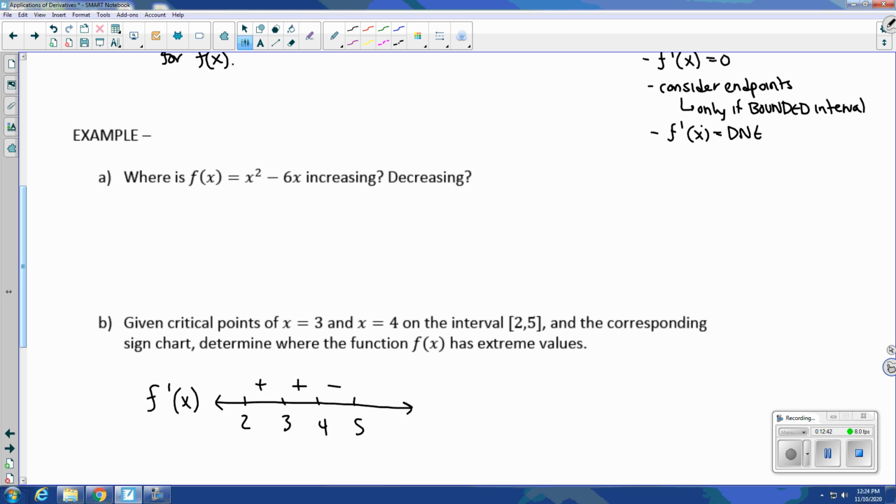If I want to know where a function is increasing or decreasing, I'm going to analyze its first derivative, and the sign of the first derivative will tell me if I'm increasing or decreasing. So what is the first derivative? It's 2x minus 6.